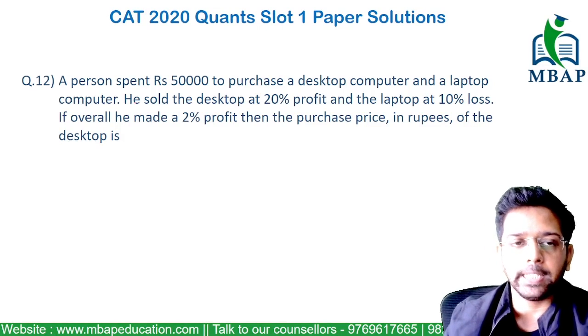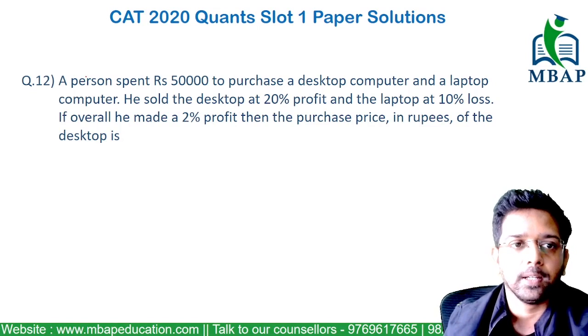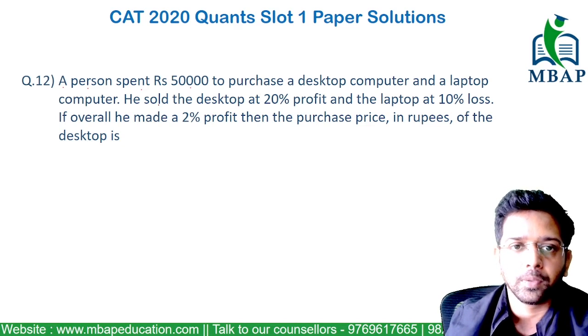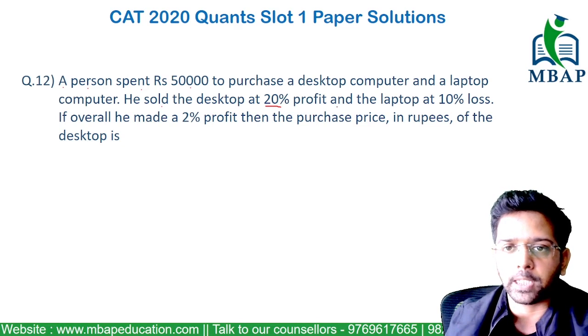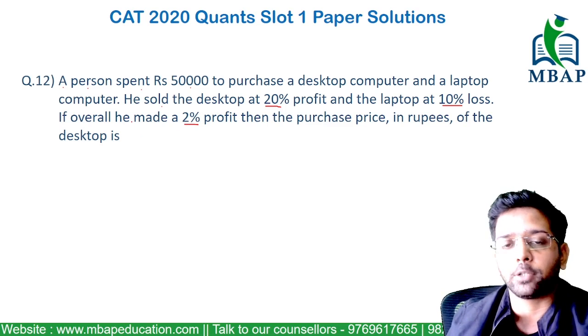Let's have a look at the next easy question. This is an easy question on profit and loss. I'm sure all of you will be able to do it well. The question says, a person spent rupees 50,000 to purchase a desktop computer and a laptop computer. He sold the desktop at 20% profit and the laptop at 10% loss. If overall he made 2% profit in the whole purchase, find the price of the desktop.